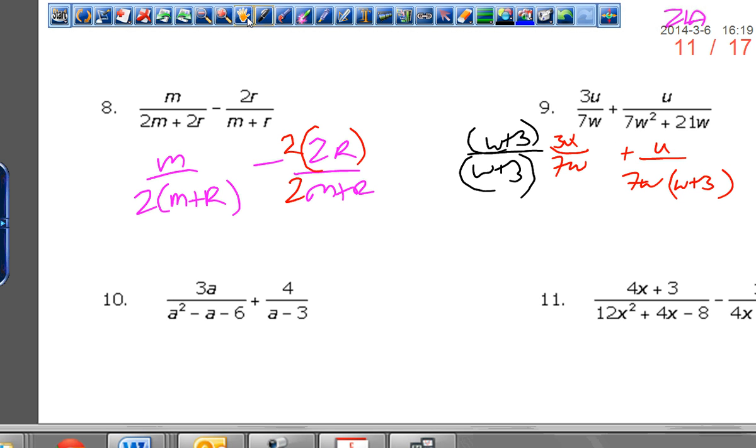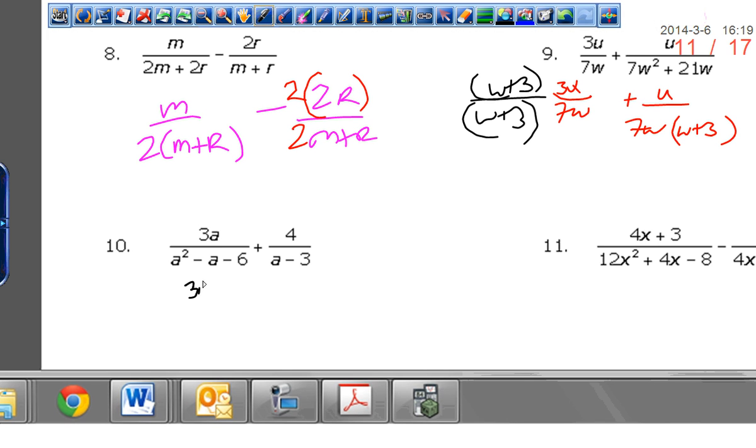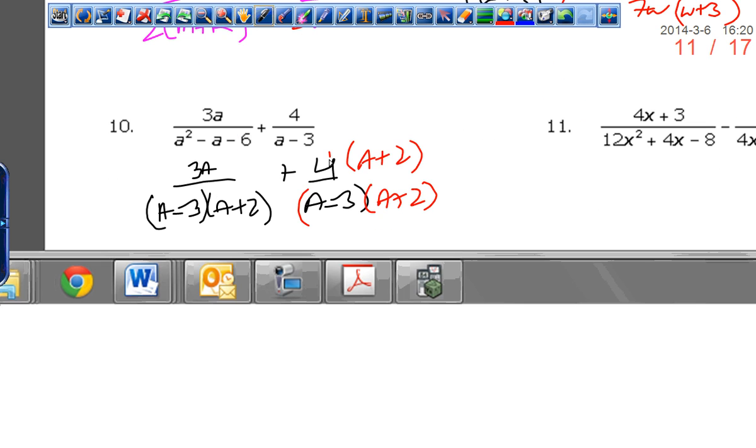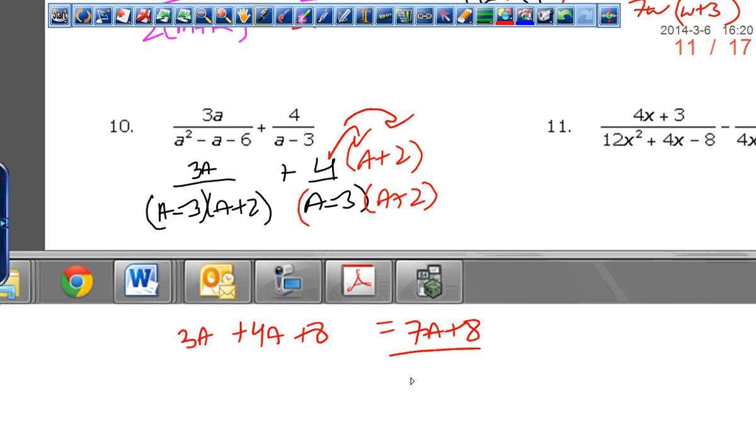Now we get to the factoring stuff on number 10. You have to factor the bottom first. So we get a minus 3, a plus 2, plus 4 times a minus 3. My minuses aren't showing up. There we go. So now you can see that this one is missing the a plus 2. So we'll multiply this by a plus 2, multiply this one times a plus 2. So when we do that, we distribute. So I got 3a plus 4a plus 8. Well, 3a and 4a make 7a. So I got 7a plus 8, and then a minus 3, a plus 2.